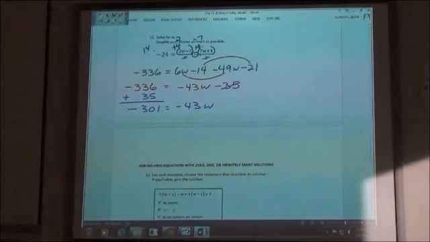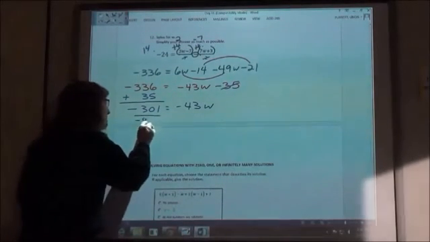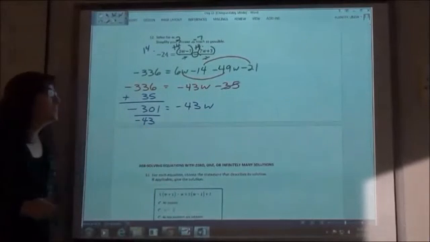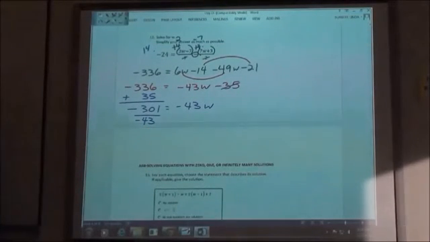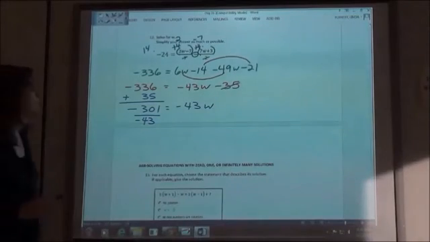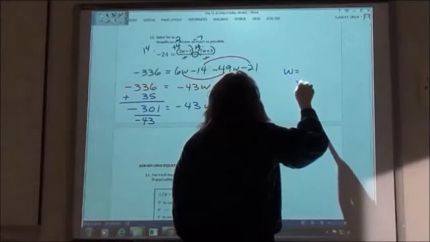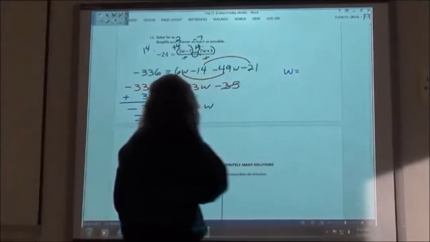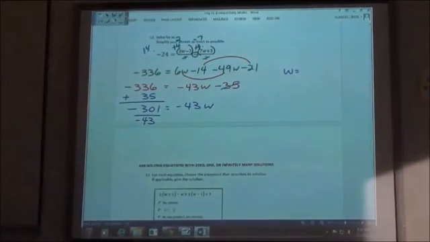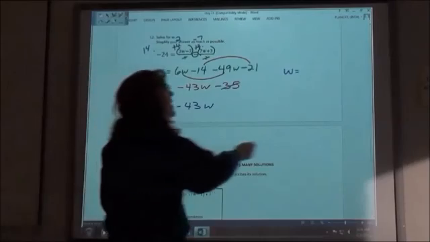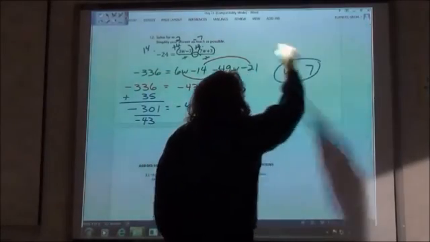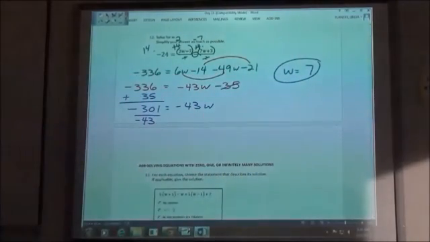So then do you divide that? Yes, you do. That's just going to become negative 301 divided by negative 43 is going to equal positive 7. 7, okay. And again, it came up to a nice whole number, so that tells us we probably did it right. Yeah. All right.